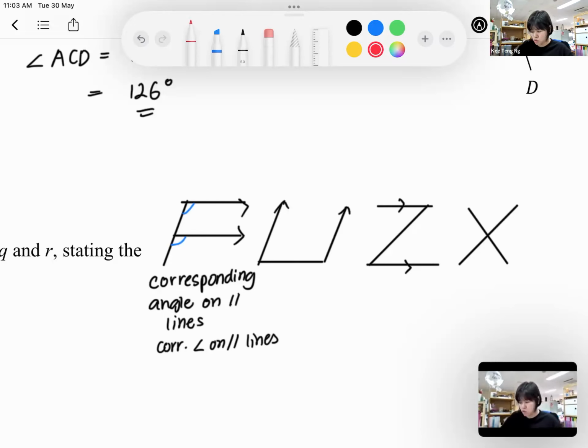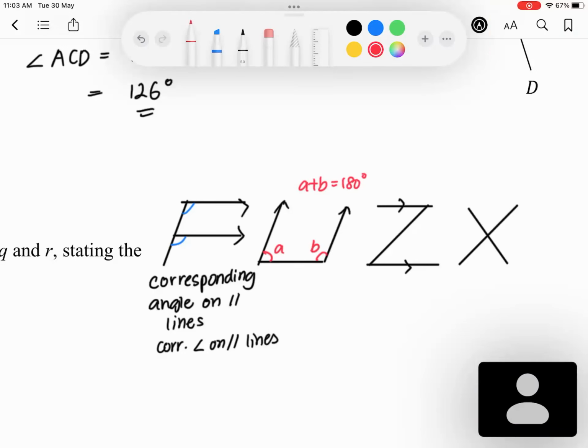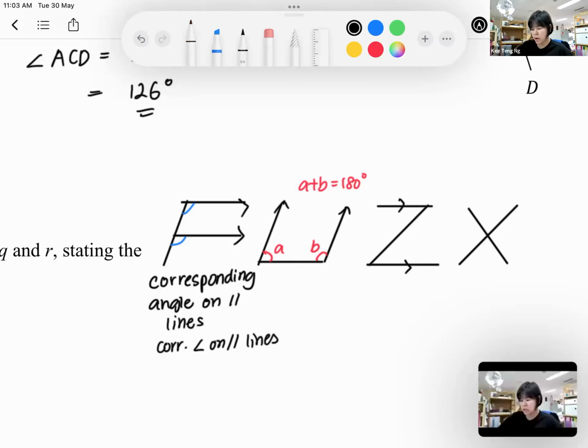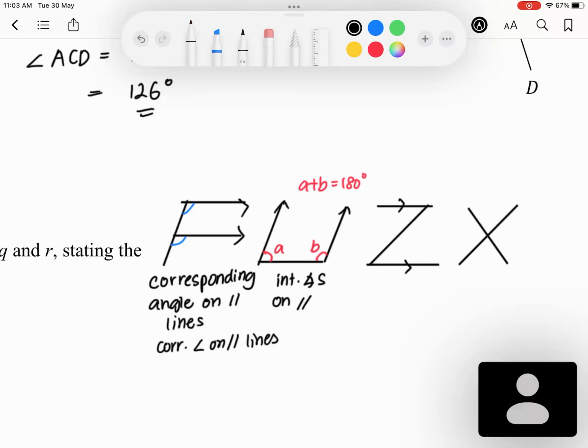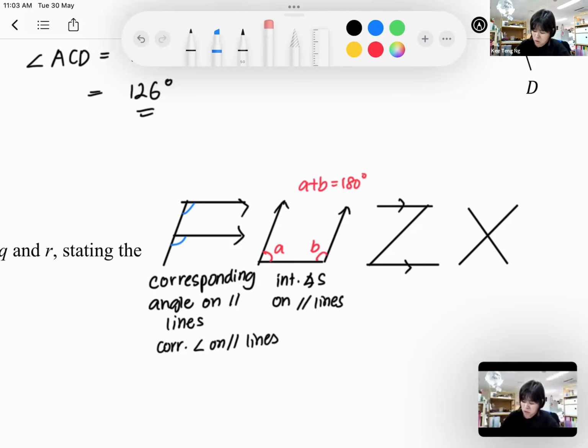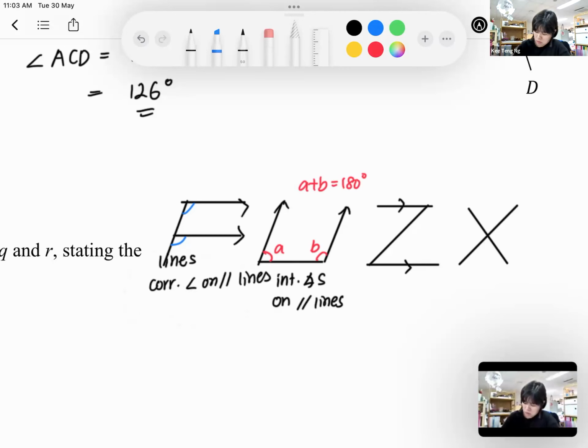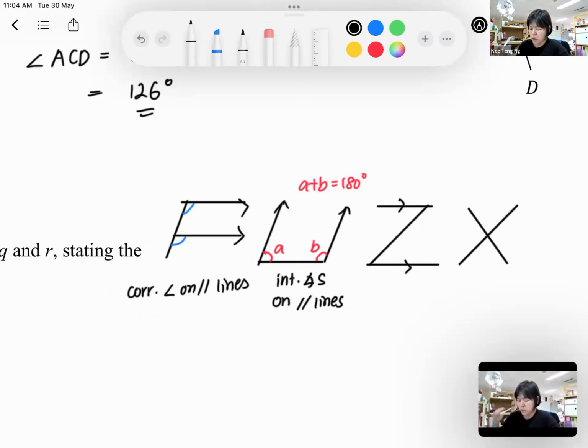Next one, maybe I will call Adele. What is letter U? Interior angles, yes, very good. Interior angles on what kind of lines? On parallel lines. Yes, correct, thank you. So, interior angles on parallel lines. Interior angles add up to 180.